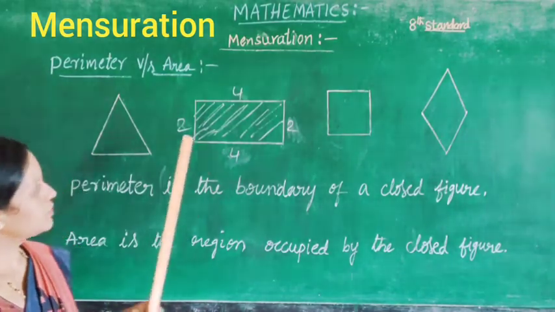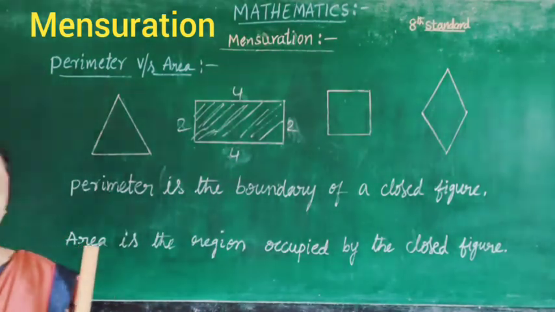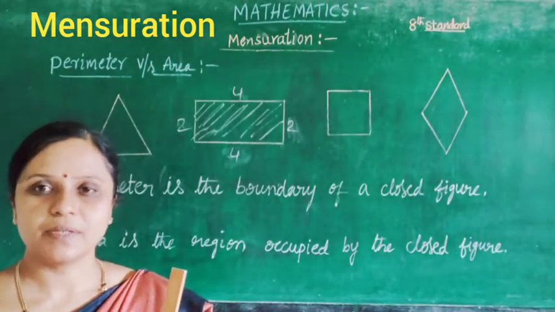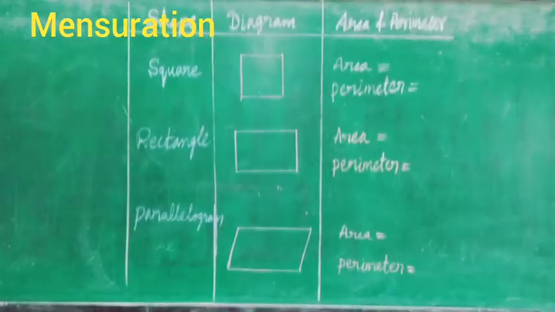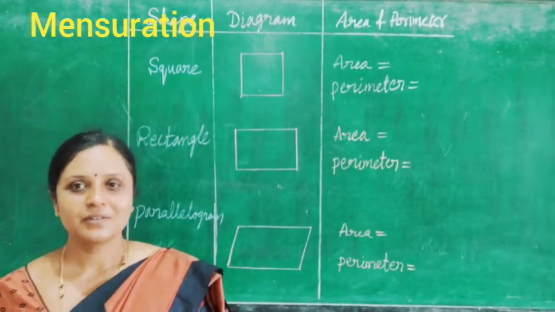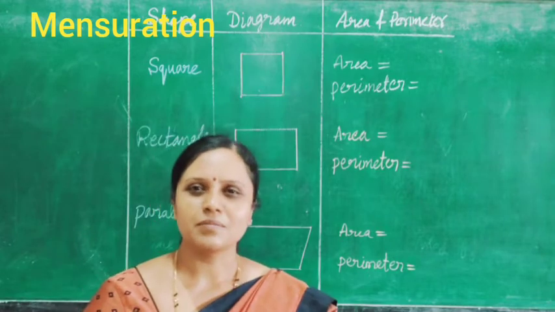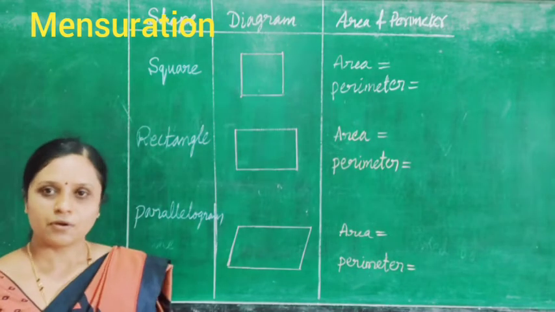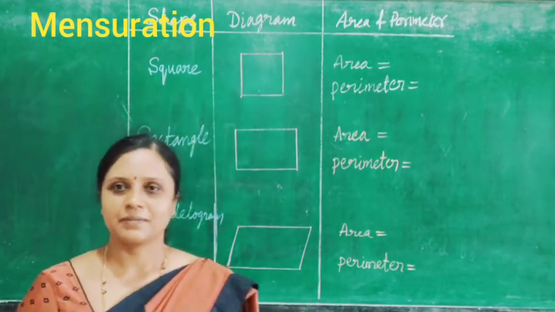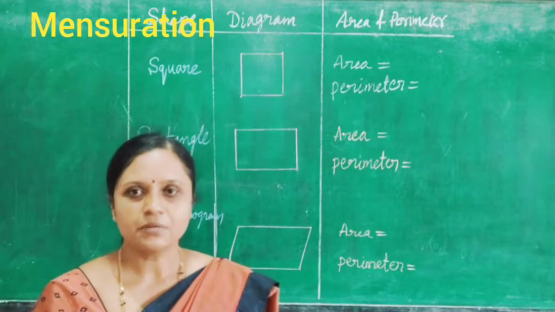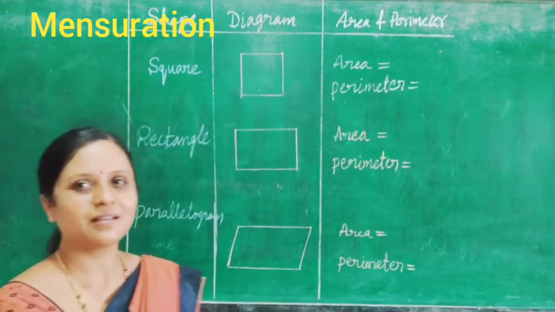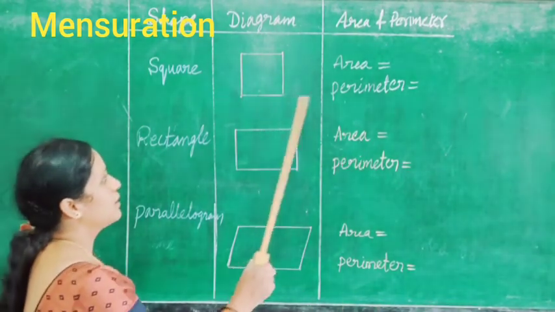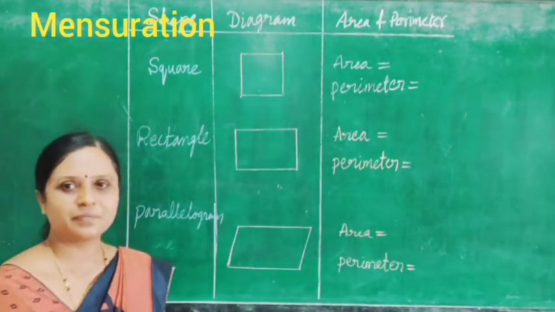So students, now we will learn about what is perimeter and what is area of these different figures. So in our day-to-day life, so many objects come like square, rectangle, parallelogram, rhombus, triangle, like this. So now we have to discuss what is the area of this square? And what is the perimeter of this square?